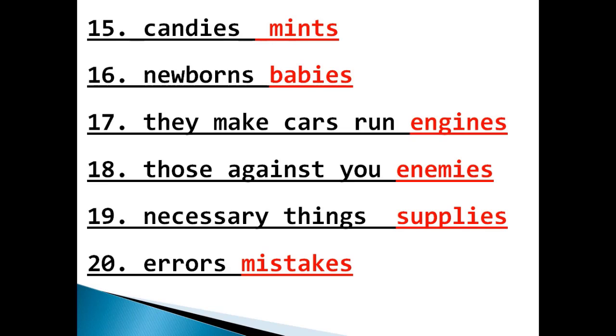17, they make cars run, engines. Engines make the car run or make cars run. 18, those against you, enemies. Enemies means the people or the living beings, any organisms who are against you. 19, necessary things, supplies. So supply means necessary things, the things that you need. And 20, errors, mistakes. Mistake means errors.